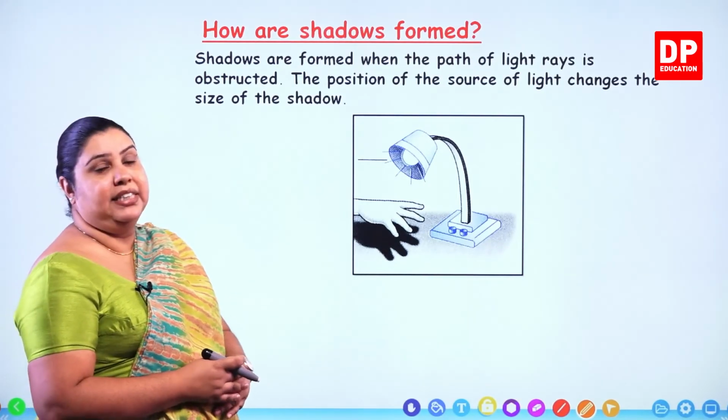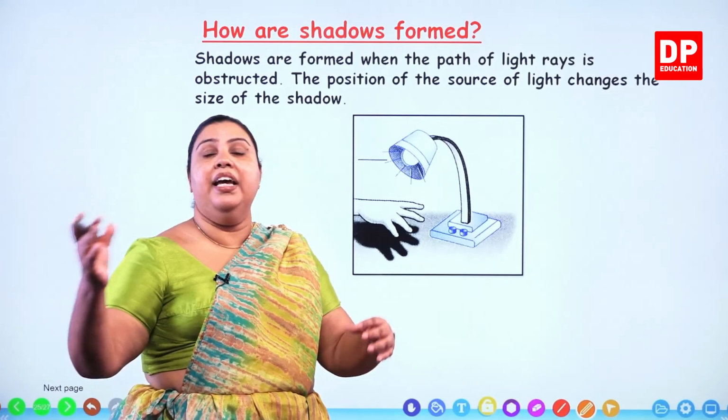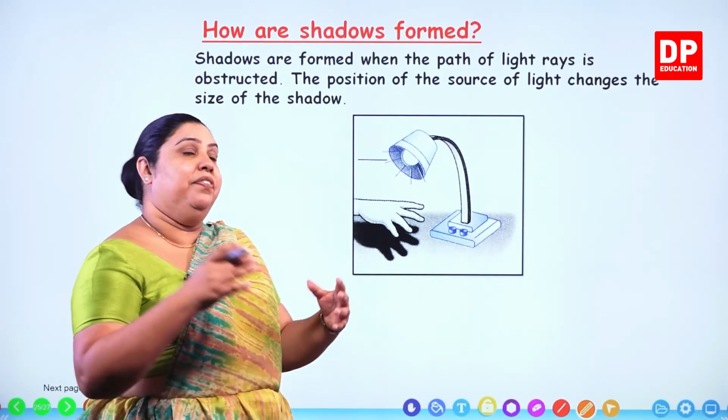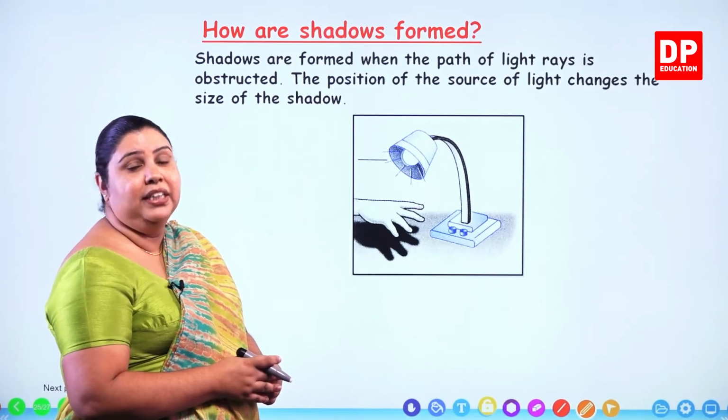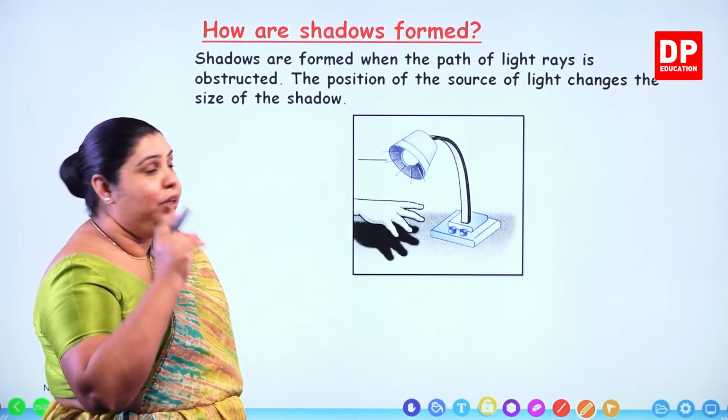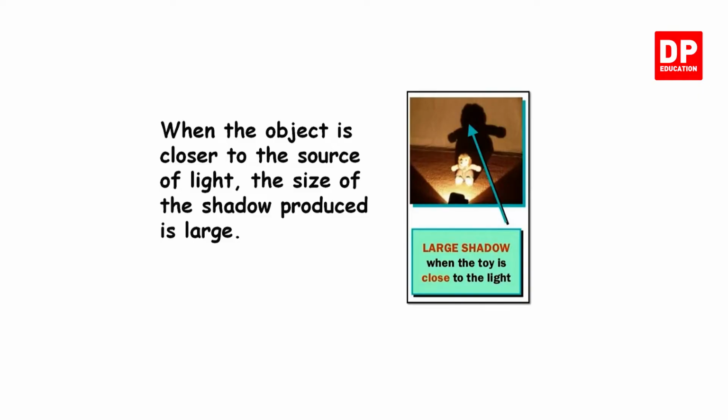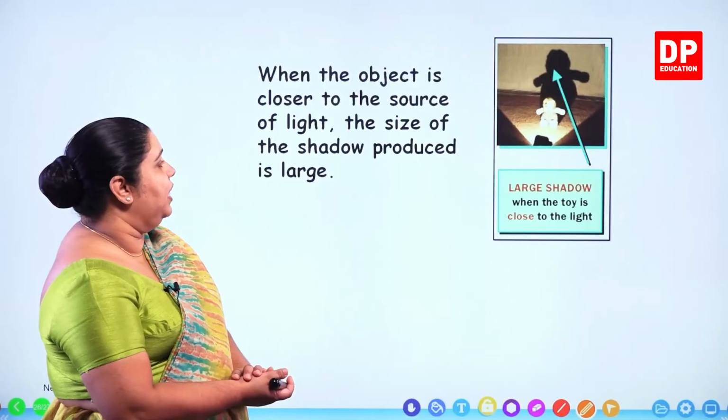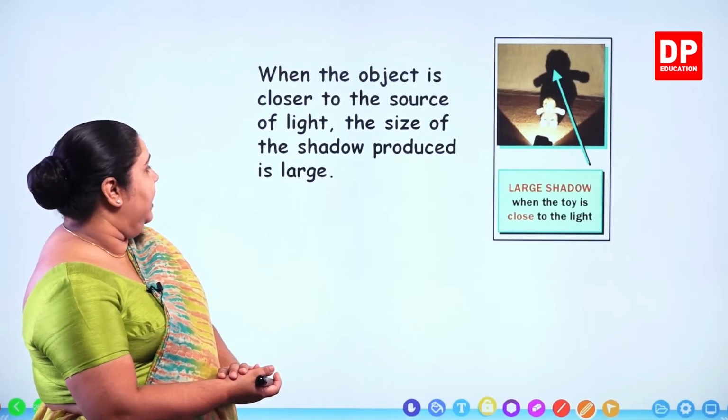That is what it says. Now if the light goes far away, the shadow will be small. If the light comes closer to the object, the shadow will be big. So we are going to take a look at that now. Right. When the object is closer to the source of light, the size of the shadow produced is large.